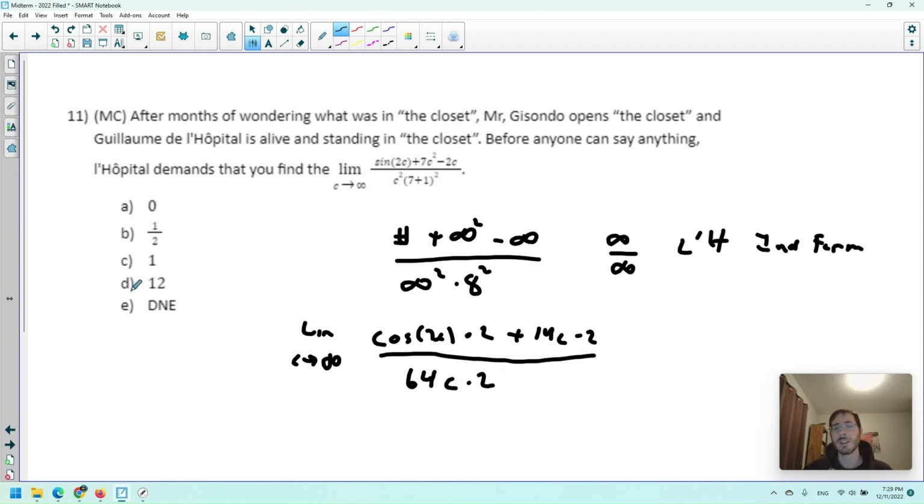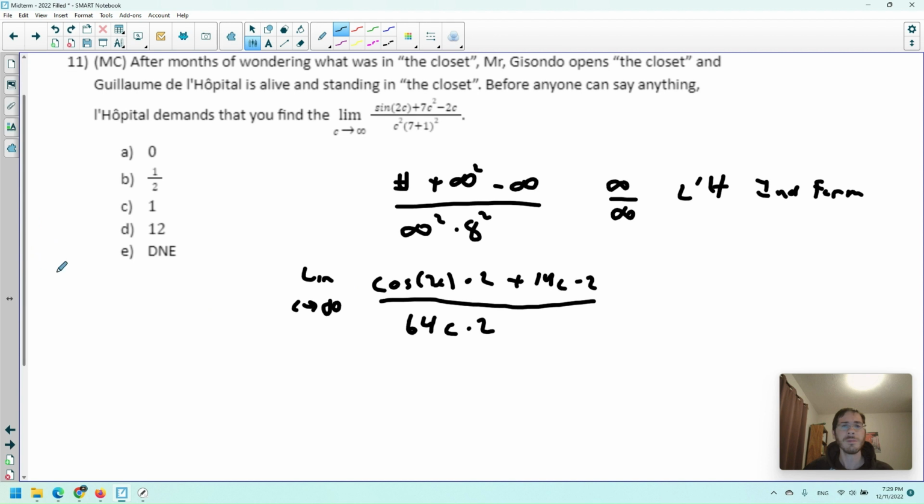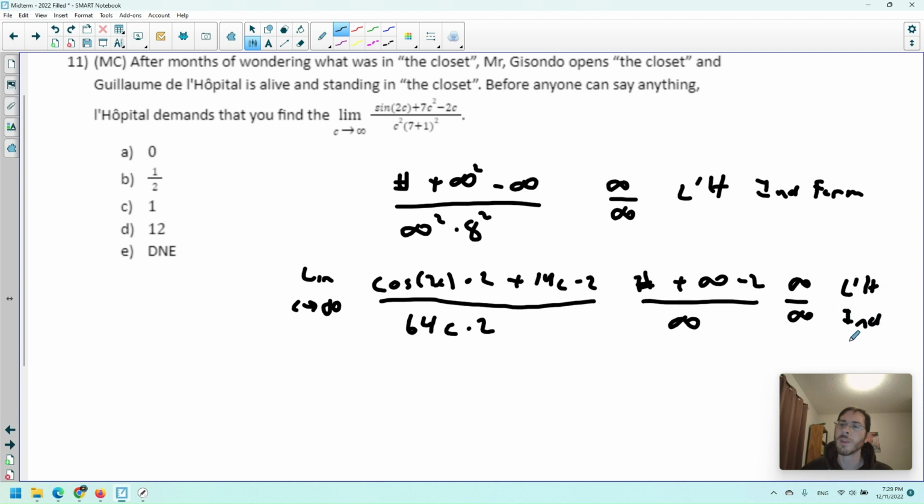Now, if we plug in infinity this time, we're going to get 2 times a number, so some number for the cosine of 2c, plus 14 times infinity is infinity, minus 2 is just minus 2. 64 times c times 2 is going to give us infinity. So it turns out, again, we get infinity over infinity. We have another L'Hopital. We have another indeterminate form. We can do it again. So we could double L'Hopital it.